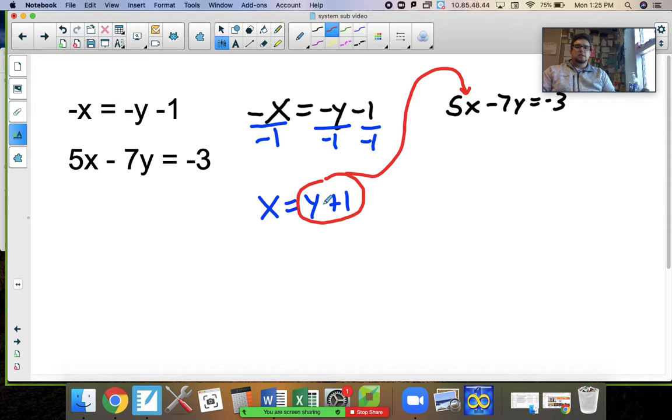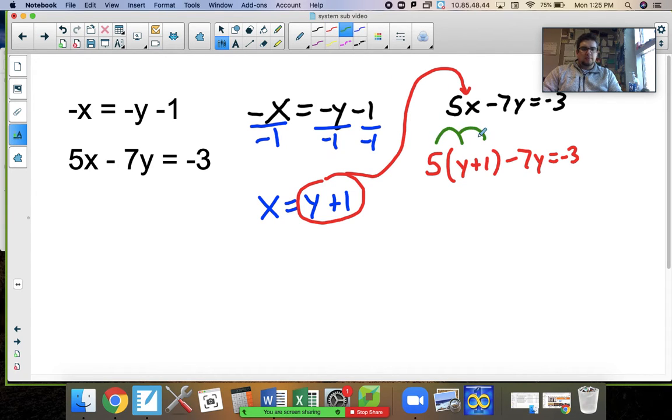When this substitution takes place, the only thing that changes is the x. So the 5 is still right there. This is where I would have written the x, so instead I'm going to write my substituted value, y plus 1. I still have the -7y, and I still have the -3. I distribute the 5 to the parentheses to get rid of them. The rest of the problem stays as is.